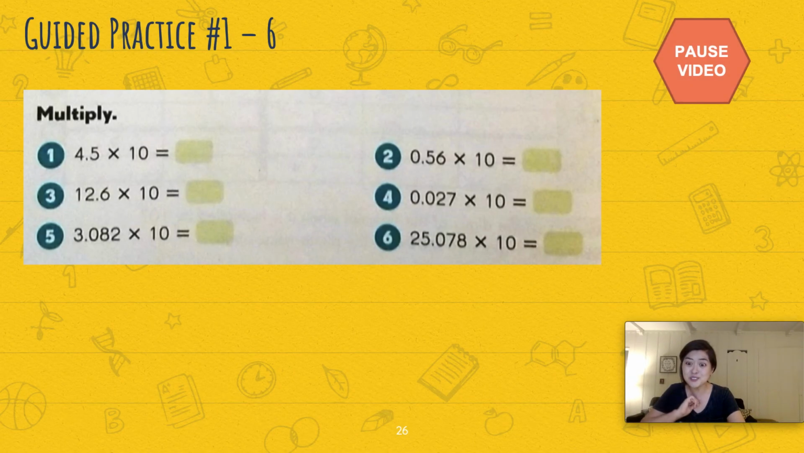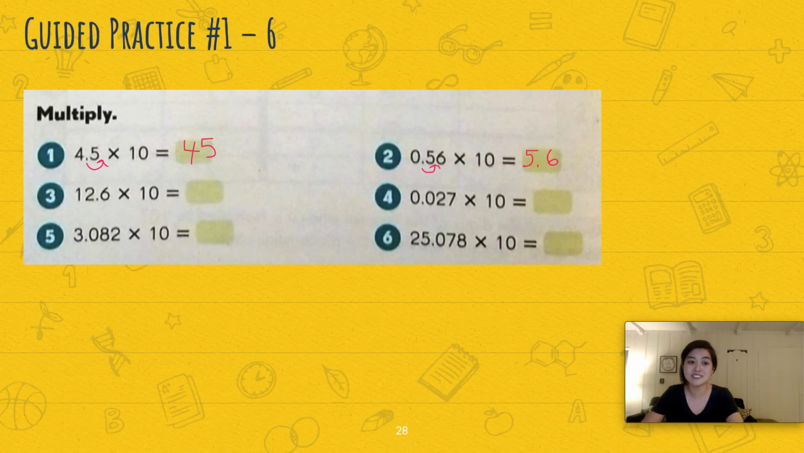All right, now you try. We're multiplying by 10 for all of these. So you know what to do with the decimal point, right? You have to just move it over to the right one time. Okay, give it a try. I'll see you soon. All right, let's try these together and check your answers.